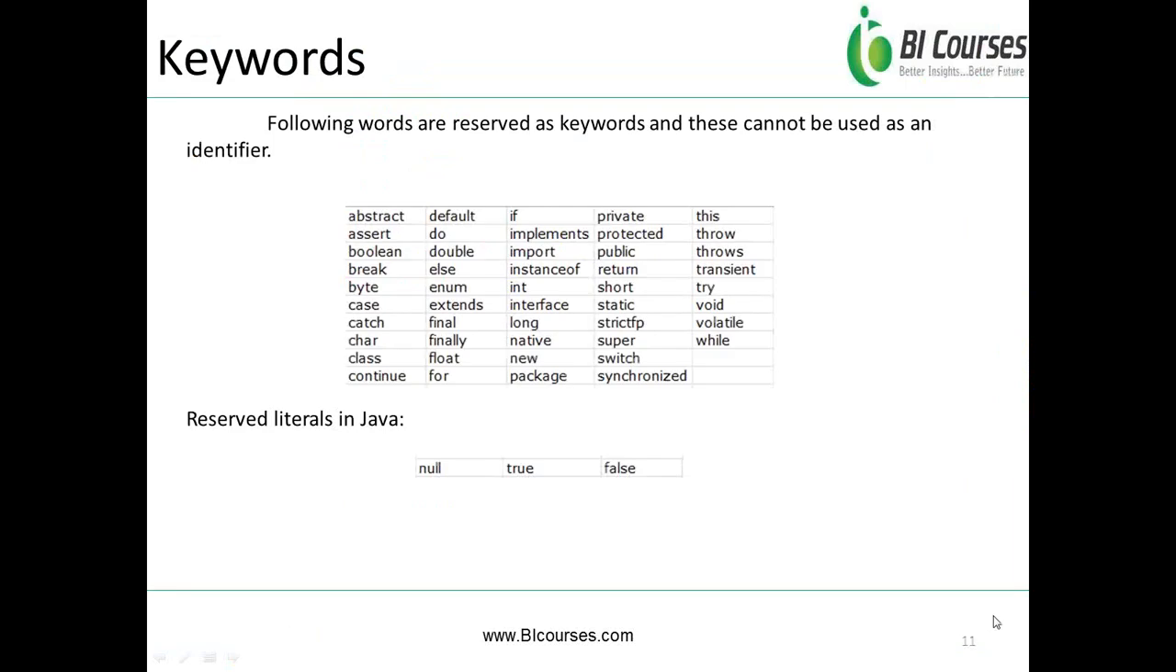Next one, keywords. The following words are reserved as keywords and these cannot be used as an identifier. Example: abstract, assert, boolean, break, byte, case, catch. So these are the keywords that cannot be used in a Java program as an identifier. And there are reserved literals like null, true, false. So these three also cannot be used as identifiers. We will see how the Java compiler throws an exception if we use these keywords.